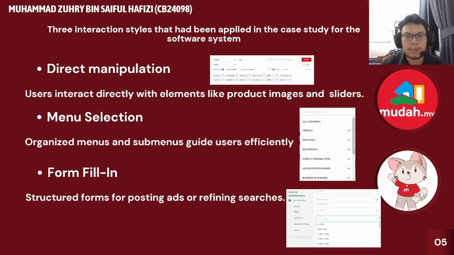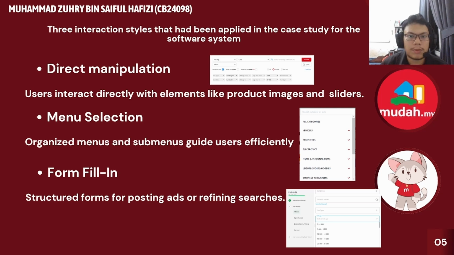Hi, my name is Muhammad Zuri bin Saiful Hafizi. My matric number is CB24098. Here I want to talk about my three interaction styles that have been applied in the case study for the software system. First interaction style is direct manipulation, where user interacts directly with elements like product images and sliders. For example, filter dynamically updates search result. Benefit for it is intuitive, user-friendly, and reduces cognitive load.